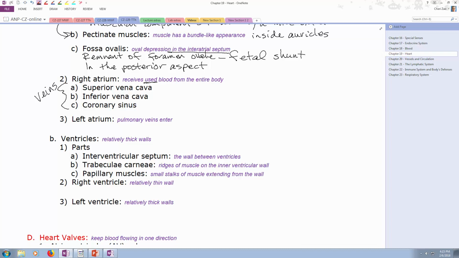bringing used blood to the heart that originates from above the heart. The inferior vena cava, which is bringing used blood to the heart from below the heart. And our coronary sinus, which is bringing used blood to the heart that comes from the heart muscle itself.